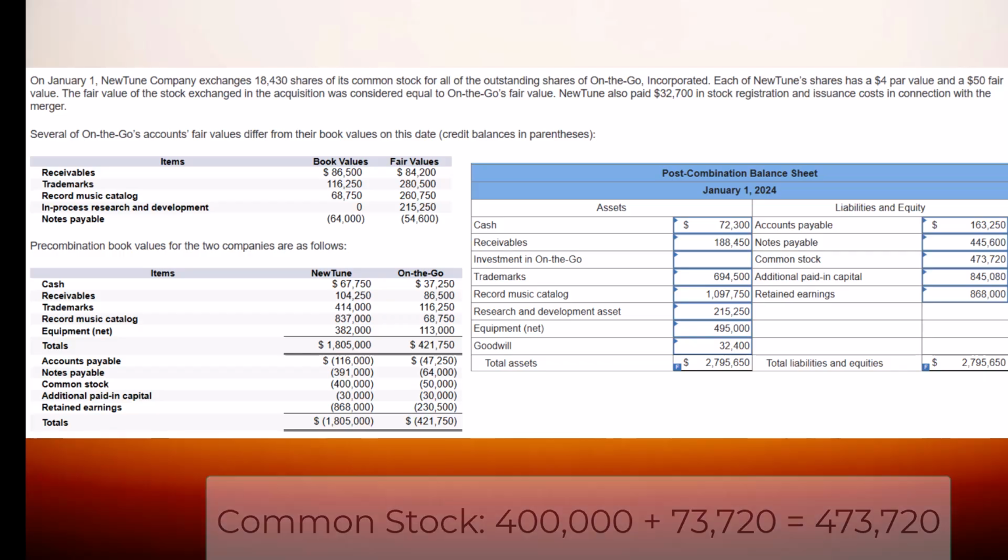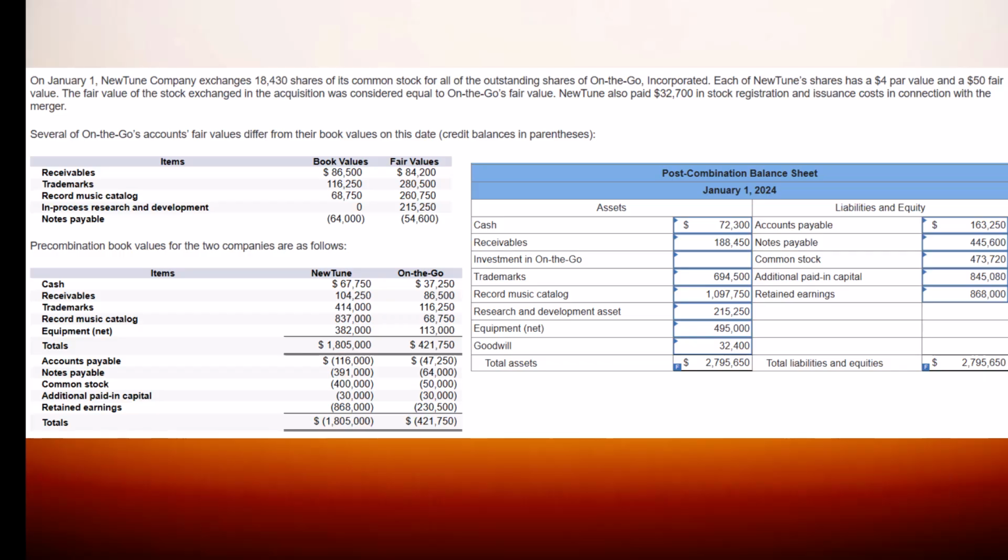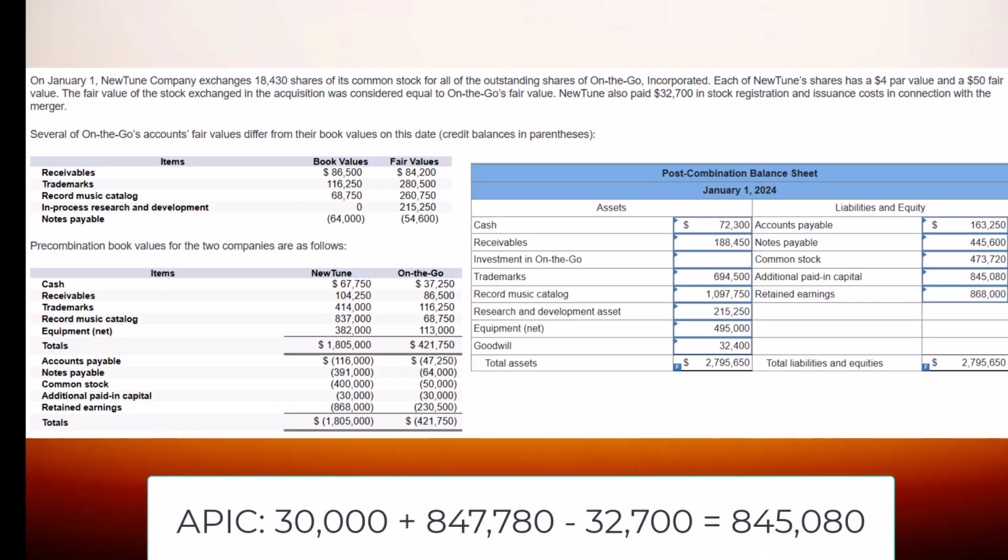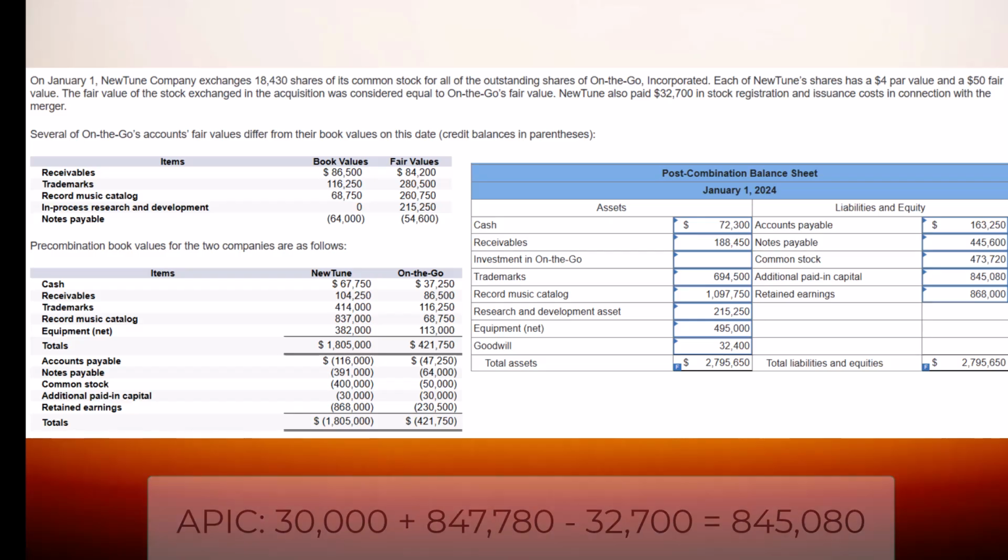Additional paid-in capital is a bit more complex. New Tune started with $30,000. We credited additional paid-in capital for $847,780 in the merger entry, but then we debited it for the $32,700 in stock issuance costs. So the final balance is $30,000 plus $847,780 minus $32,700, which is $845,080.